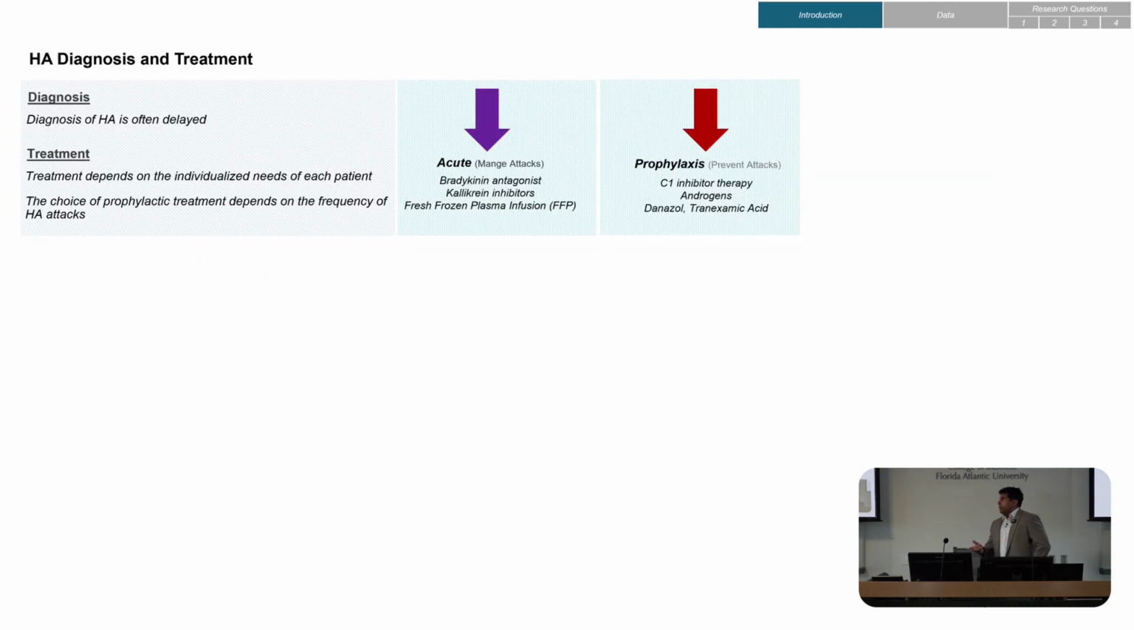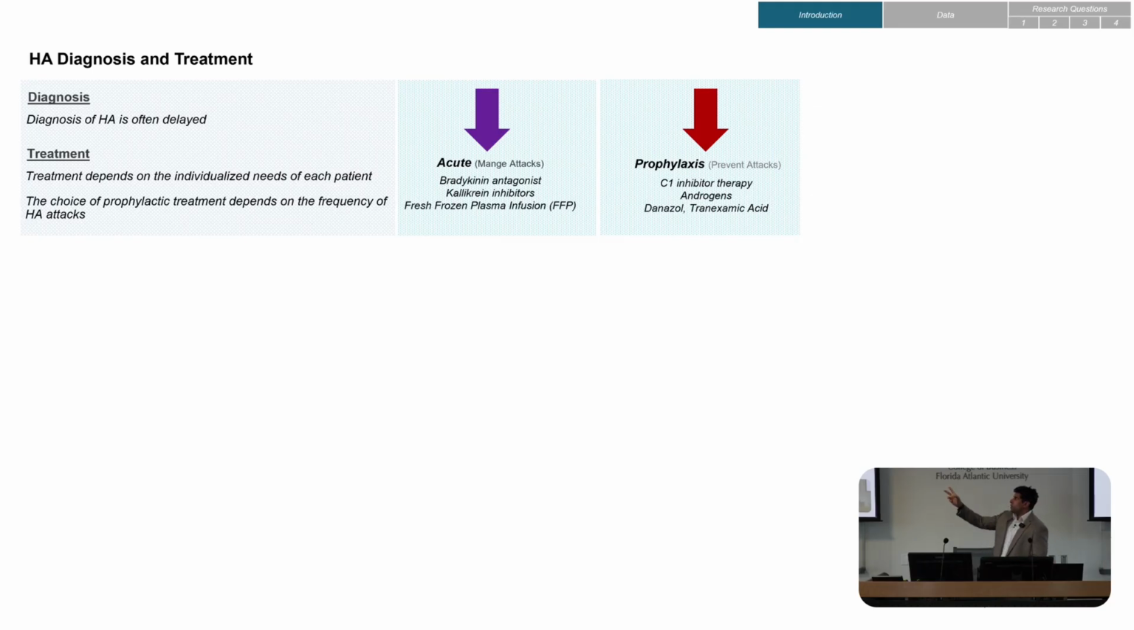Two problems that come with HA are the diagnosis and the treatment. The problem with the diagnosis is that physicians rarely come across this disease. If they don't see it that often and a patient comes in, they might misdiagnose that patient as having something else and start treatment for that instead of treatment for HA, which is limited.